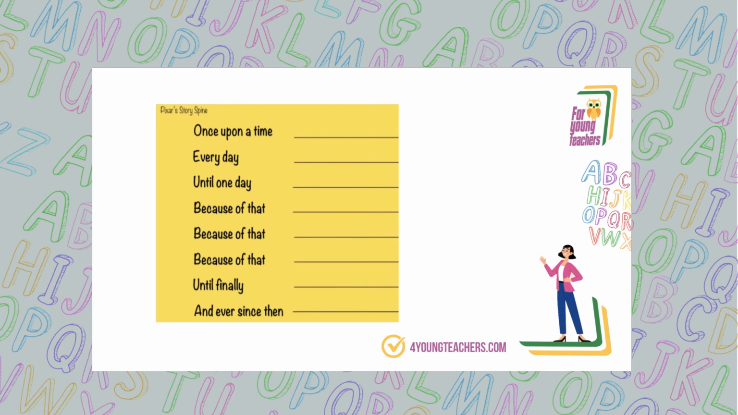The story develops. Because of that, the story continues. And the main character continues the journey and has new exposure along the way. Because of that, the story keeps on developing. The main character fights for the objective. Until finally, the main character either succeeds or fails in the pursuit. Ever since then. This shows the ending, which also concludes the moral of the story.